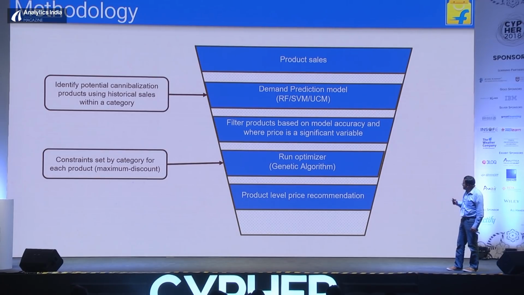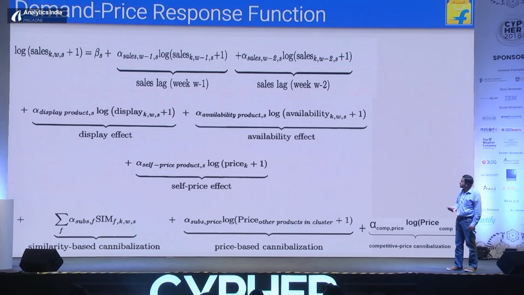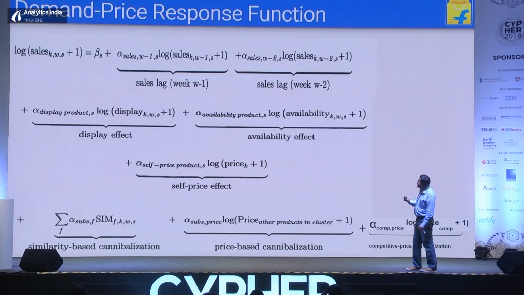And then after that you can filter, understand model accuracy, where pricing is a significant variable, and based on that, where the sensitivities to elasticity are, so on and so forth. Then you run an optimizer and provide a product level pricing recommendation, right? So elasticity itself is a complex problem, right? Because first of all, here are the things you have to build. Forget about all this. Due to lack of time, I just pulled out the thing.